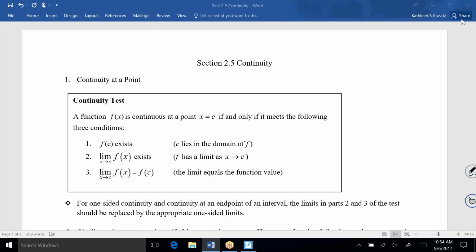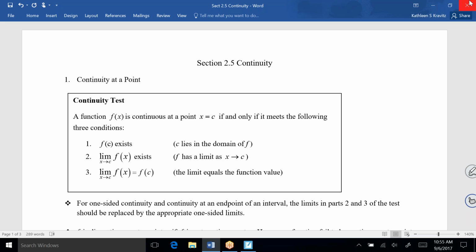All right, this is going to be section 2.5, and we're going to talk about continuity. And we're going to use the notes from that section. So the first thing that we're going to talk about is continuity at a point. So here's the continuity test that we're going to be using. You can see it in your notes.